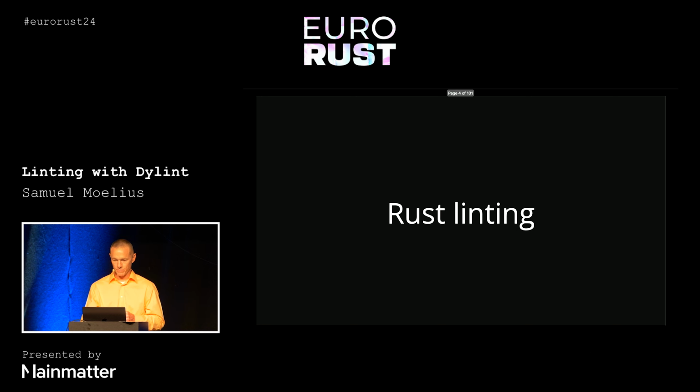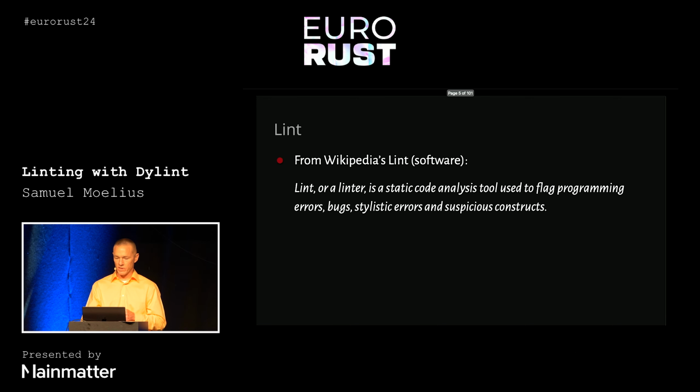Okay. So first, I'm going to give an overview of Rust linting at a high level. So when we talk about a lint, what are we talking about? According to Wikipedia, a lint or linter is a static code analysis tool used to flag programming errors, bugs, stylistic errors, and suspicious constructs.